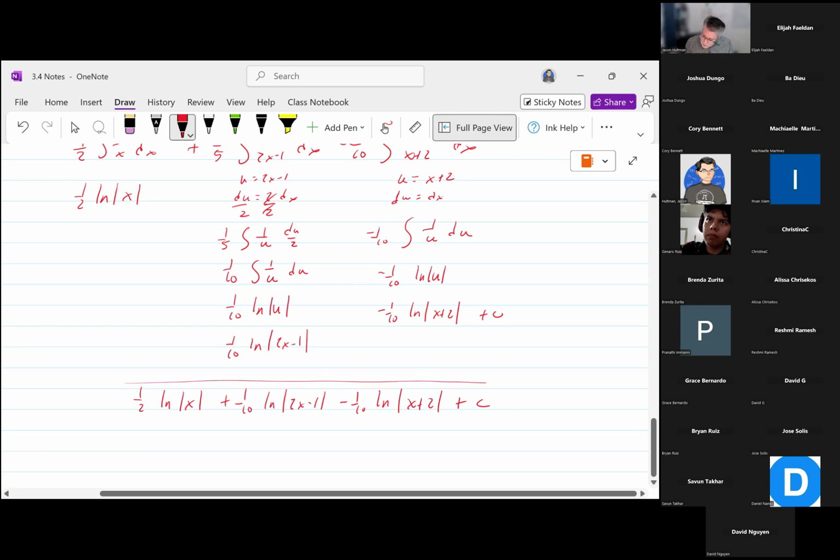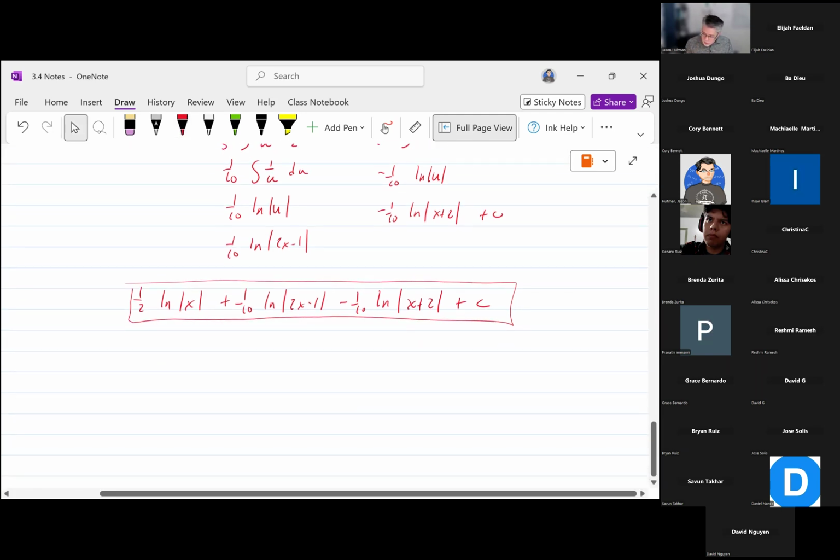Okay, and I might be able to use some properties of natural logs to clean that up. I would have to make sure that there's no domain issues if I clean that up. I could probably factor out the negative 1/10 and put the natural log of 2x minus 1 over x plus 2, using the properties of logs, but I would have to make sure that there's no domain issues. I wouldn't want to take the natural log of a negative number because it's just not allowed. Okay, but I'm going to leave it like that for right now. This would be fine to leave on an exam.